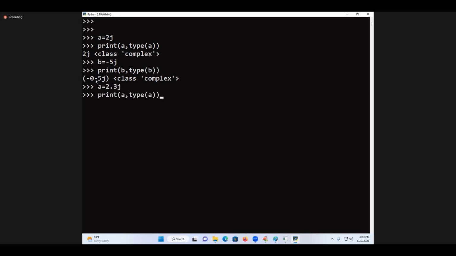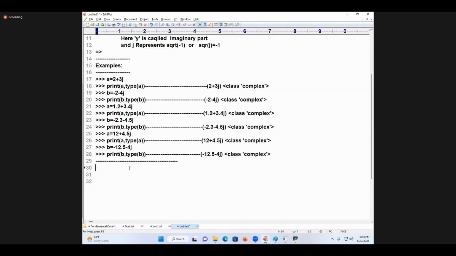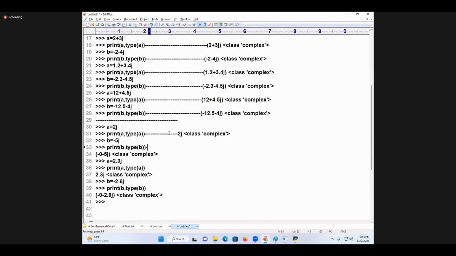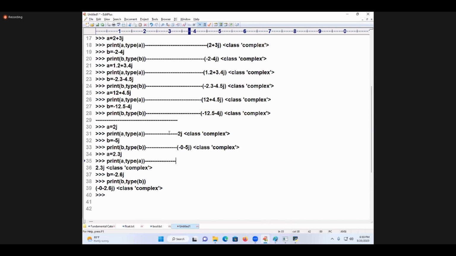Okay. Now I am writing A is equal to 2.3j. You can also check this A type. See, students, B is equal to minus 2.6j. Right? See, students, B type is called what? Minus 0 minus 2.6j, class complex. Did you understand my point? Yes. So this is also one more type of example. This is the case where only the imaginary part is there. The real part I did not mention here. So here I am getting minus 2.6, it is going to print something like this.